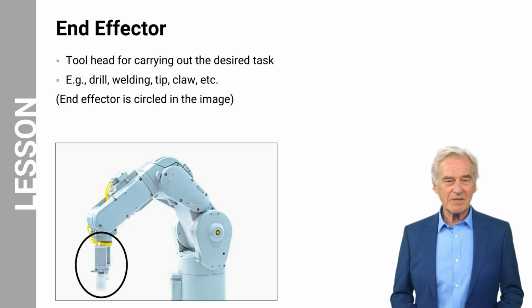In EV production, specialized end effectors are used for tasks such as precisely welding battery packs, applying paint finishes to car bodies, and assembling intricate electronic components. The selection of appropriate end effectors is essential for ensuring the quality and efficiency of EV manufacturing processes.